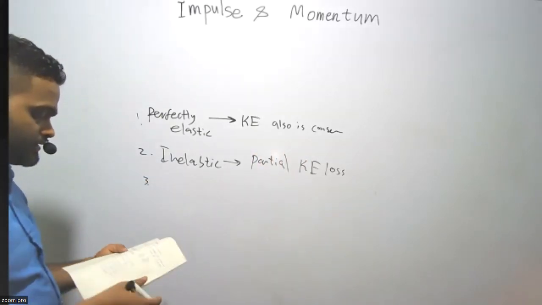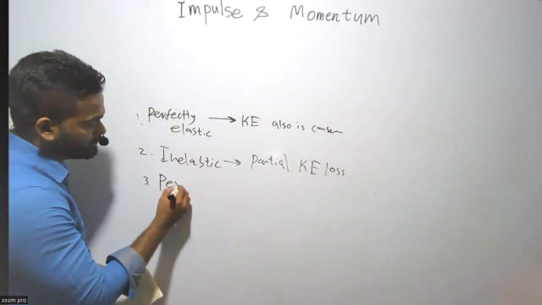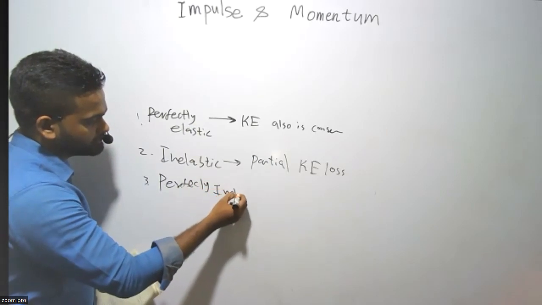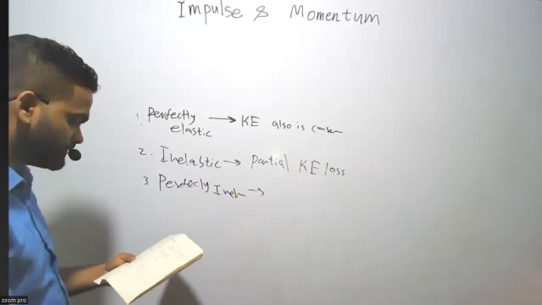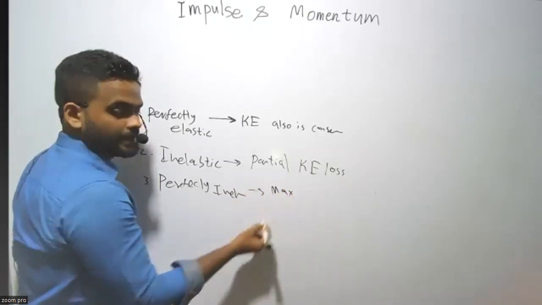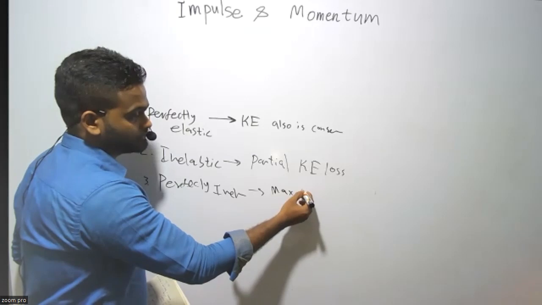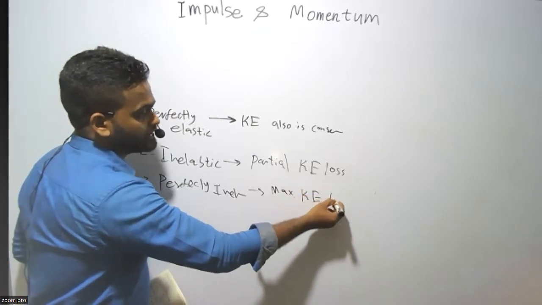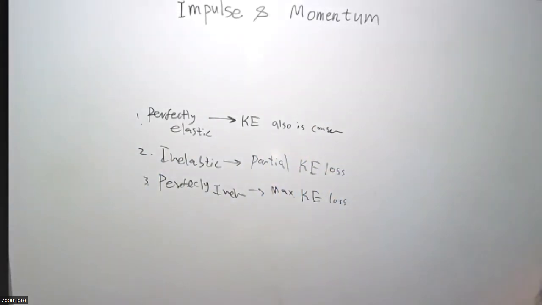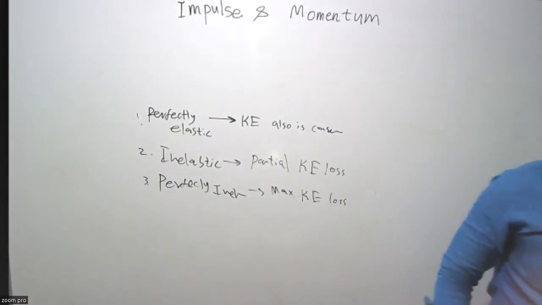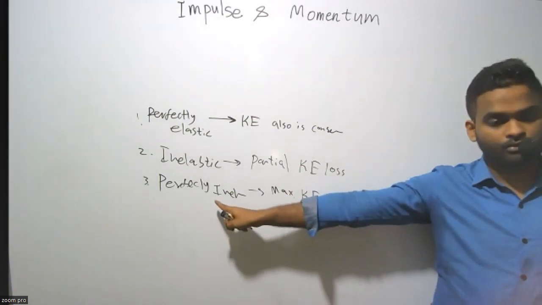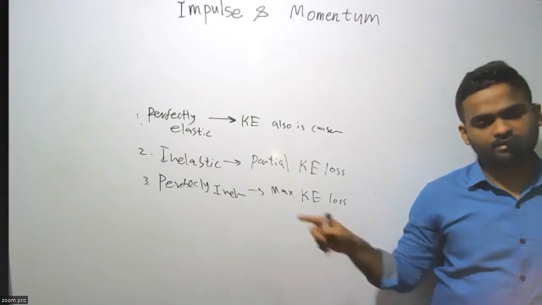Then the third one, perfectly inelastic. So for a perfectly inelastic case, we have the maximum kinetic energy loss. Okay, all the time kinetic energy does not become 0, right? But we have the maximum kinetic energy loss for perfectly inelastic collisions.